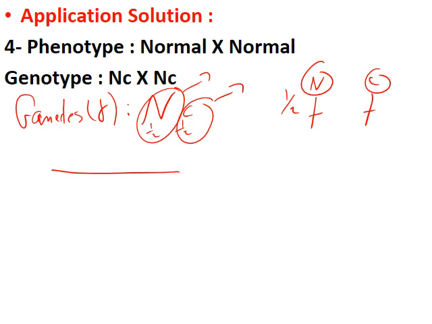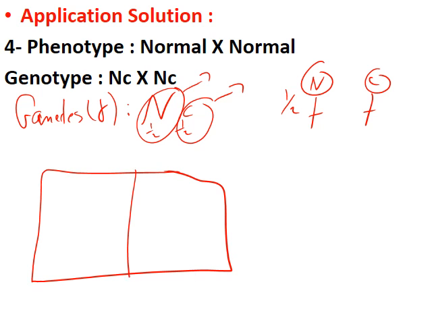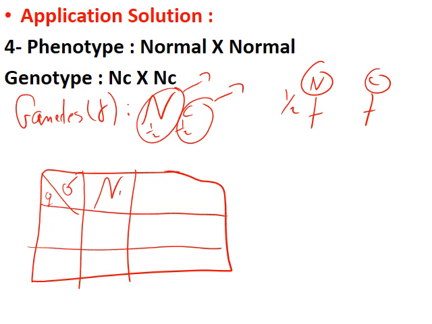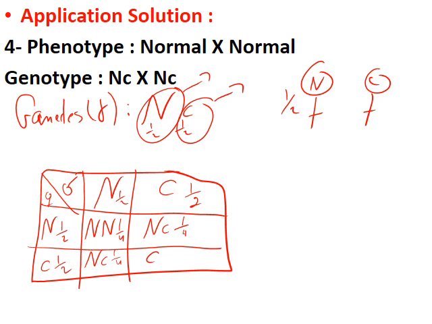Table of cross, table of results. Let's do table of cross and table of results. So you have to do it using a pencil. This is table of cross. Here we have the male. Here we have the female. For example, this is N half, this is C half. Also, this is N half, this is C half. NN 1 over 4, NC 1 over 4, NC also 1 over 4, and CC 1 over 4.